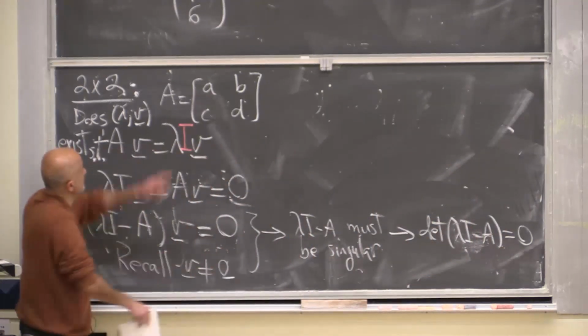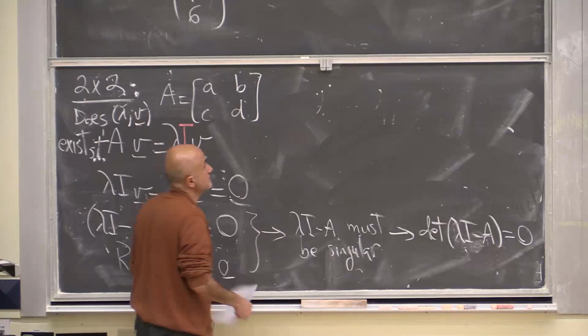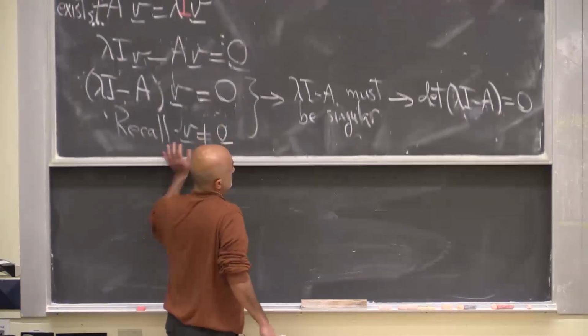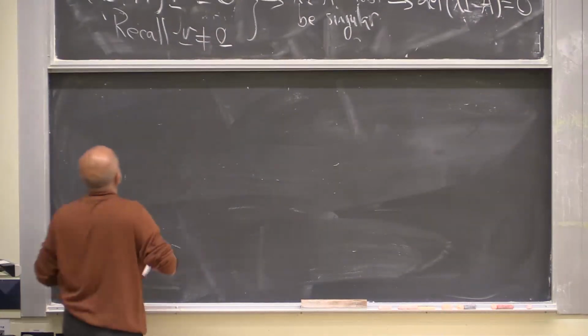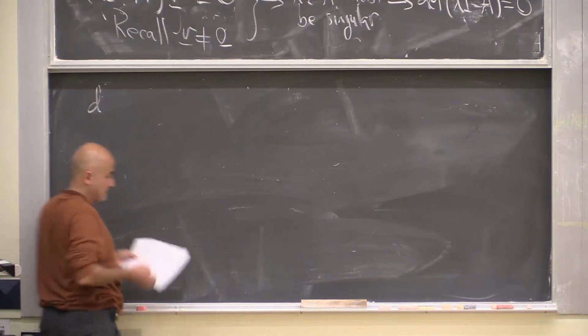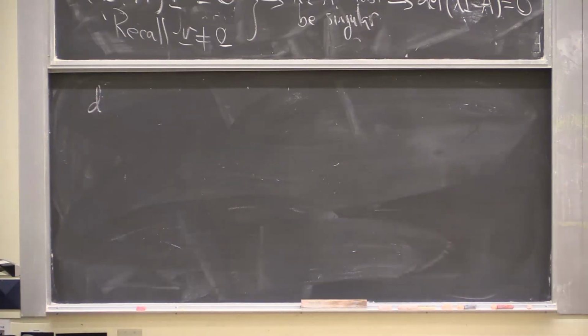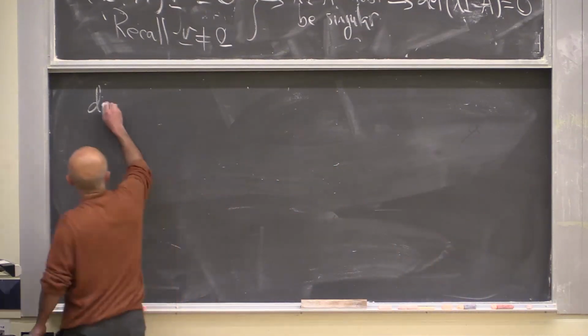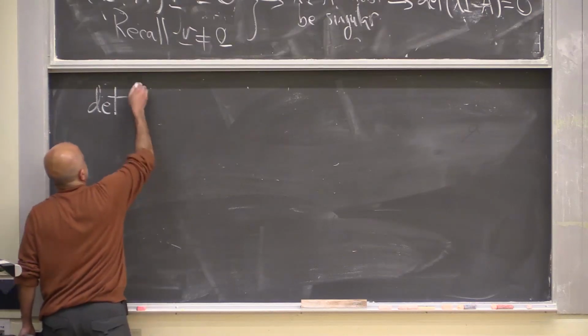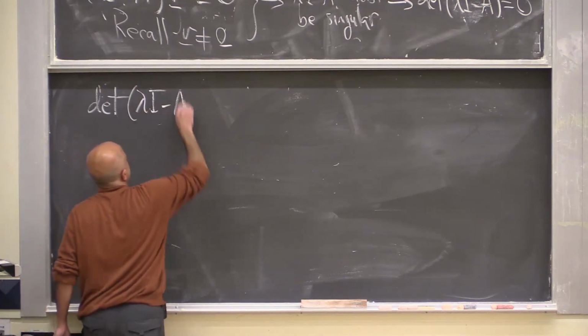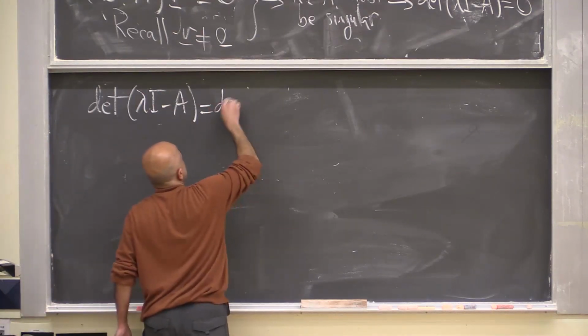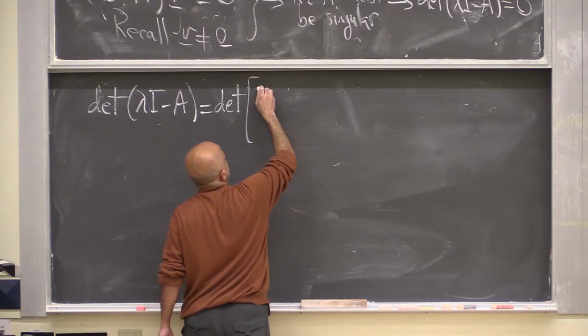So what is the determinant of lambda I minus A? I don't need this anymore. Let's get rid of that. What is the determinant of lambda I minus A? What is lambda I minus A? How do I write it? What's this entry?